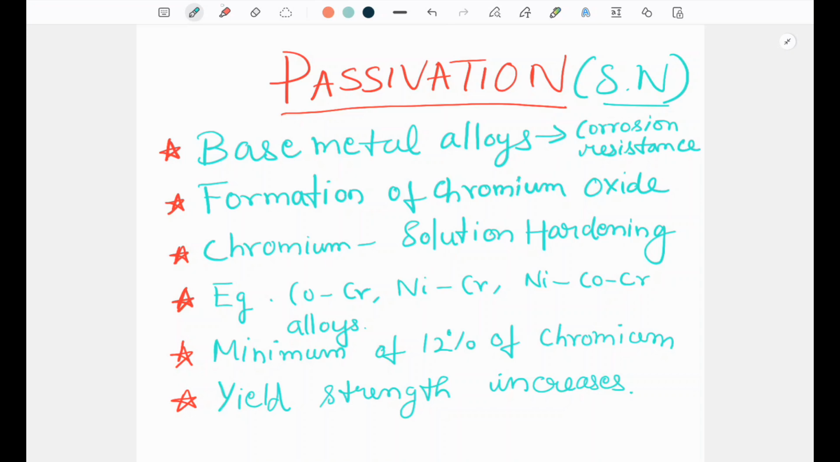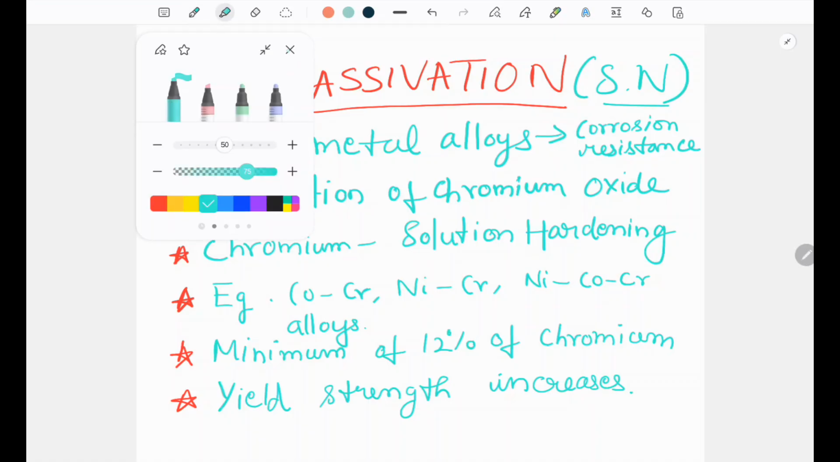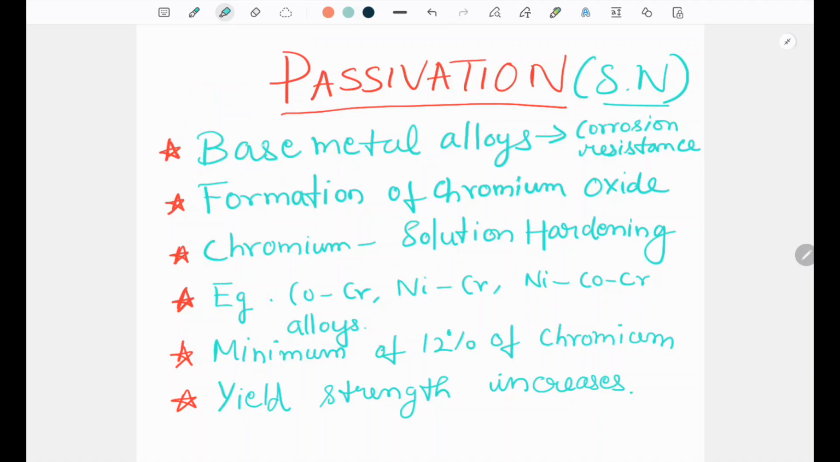Let me explain. What is passivation? Passivation is nothing but corrosion resistance. So what alloys require corrosion resistance the most? They are the base metal alloys. So base metal alloys majorly rely on chromium for corrosion resistance.